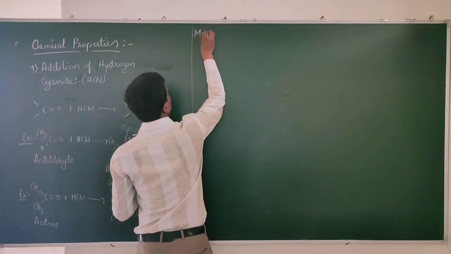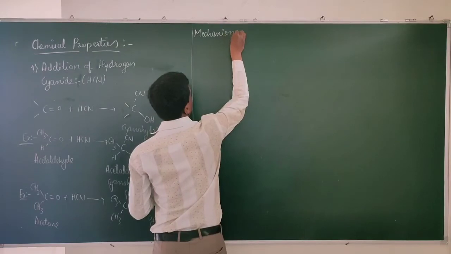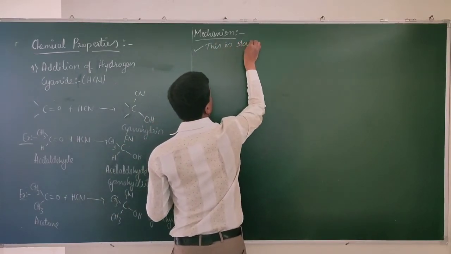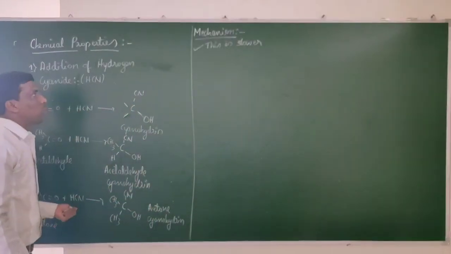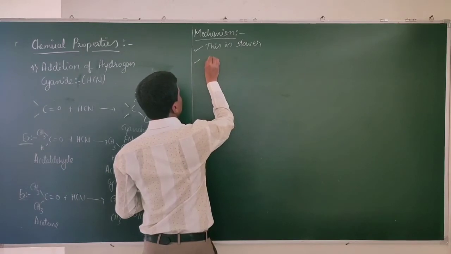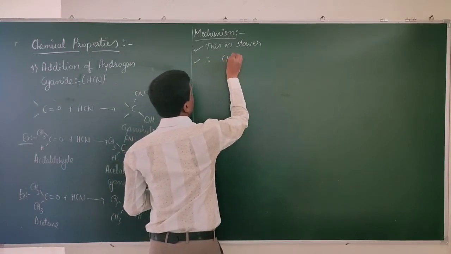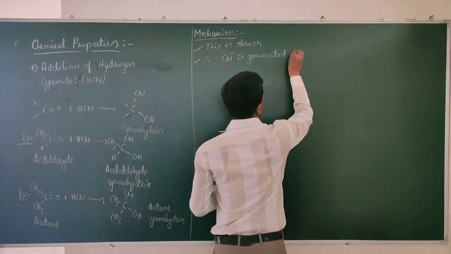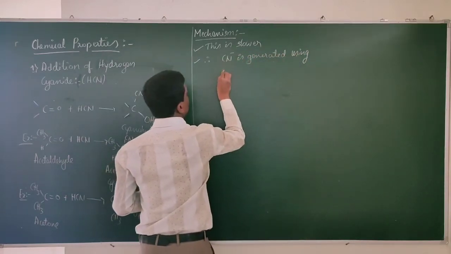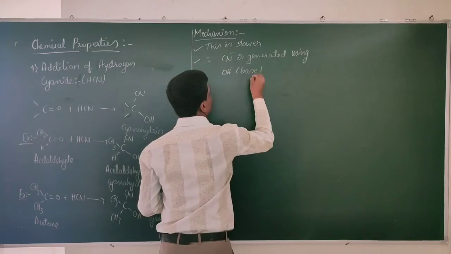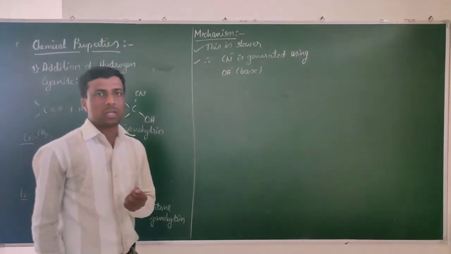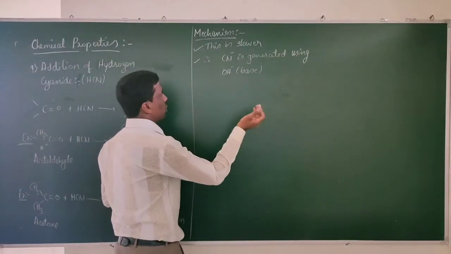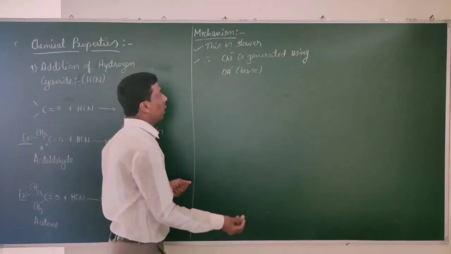Mechanism. This is a slower reaction. Actually, the mechanism is very slow. Therefore, CN minus is generated using a base, OH minus. This is a base. With the base we quickly release, or generate, the CN minus nucleophile. Otherwise the reaction will take place but at a slower rate. Please remember that. See here. Let us discuss the generation of the CN minus.